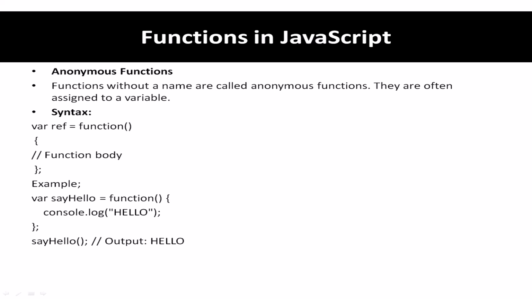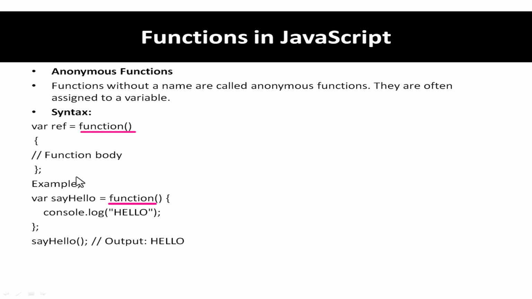A function without a name is said to be an anonymous function. They are often assigned to a variable. For good programming, we normally use a function followed by a function name. Anonymous function means a function without a name. Here we have used say hello equal to function. Say hello is the name, and we directly call it to refer to the function.